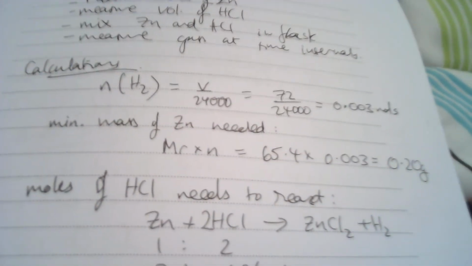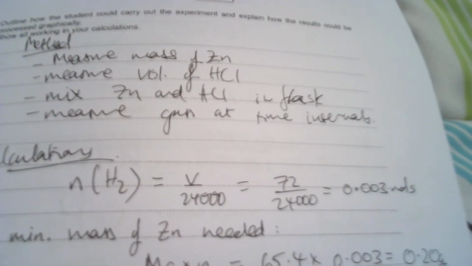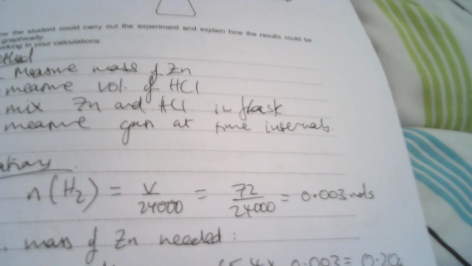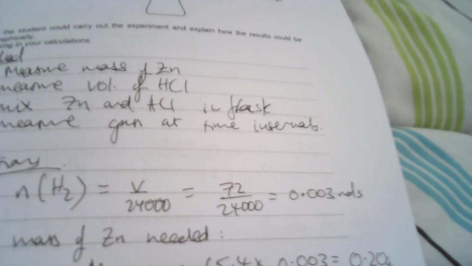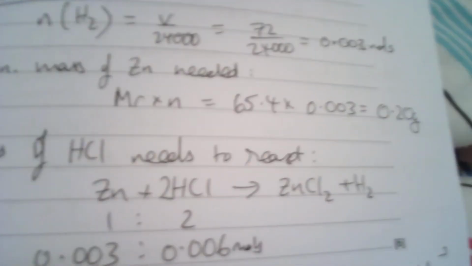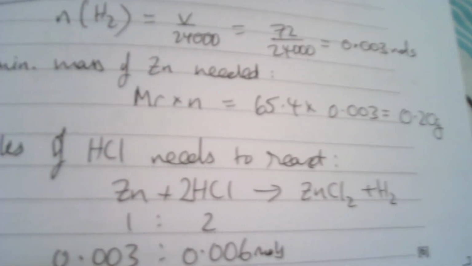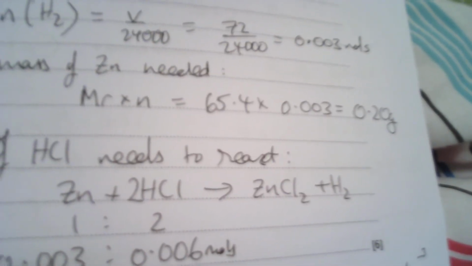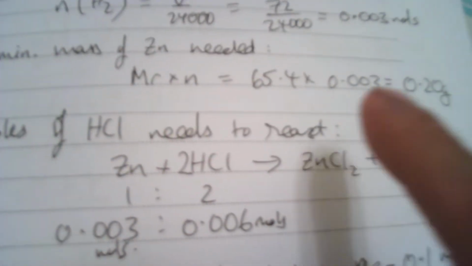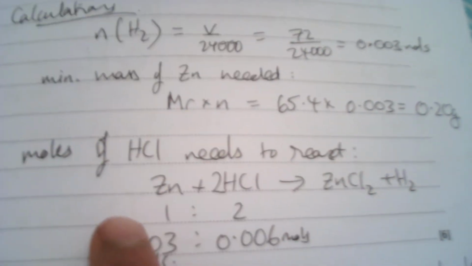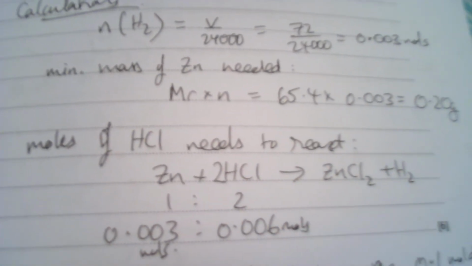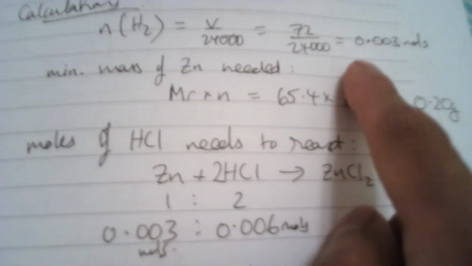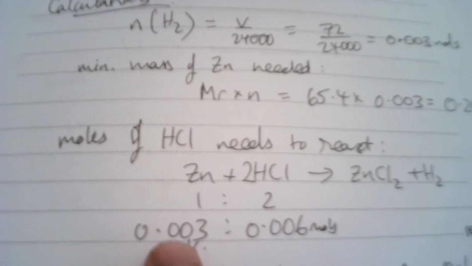How do you do the calculation? Well, you know you are going to collect about 72 cm³ of hydrogen. So what's that in moles? V over 24,000, so 72 over 24,000, we're going to collect 0.003 moles of hydrogen. Down here is a balanced equation, so you need to be able to do that. Remember, zinc is Zn²⁺, you need to know that one. So the ratio of hydrogen to zinc is 1 to 1. So if you have 0.003 moles of hydrogen, you've also got 0.003 moles of zinc.